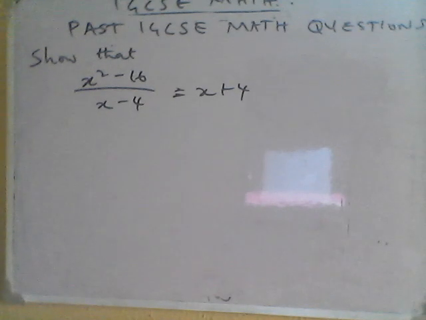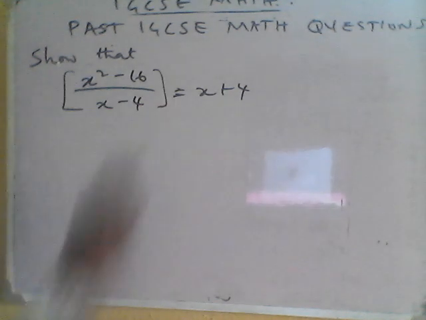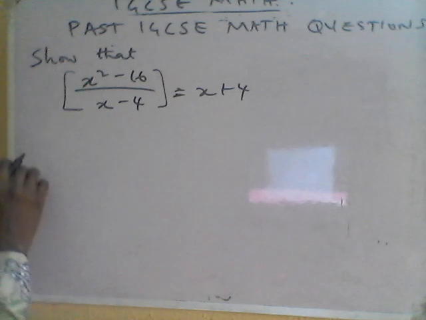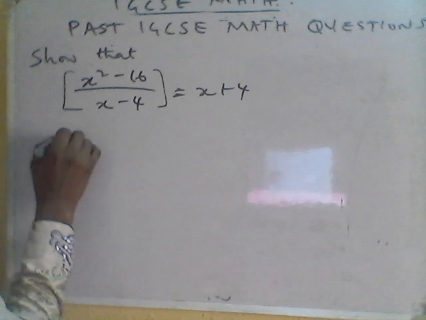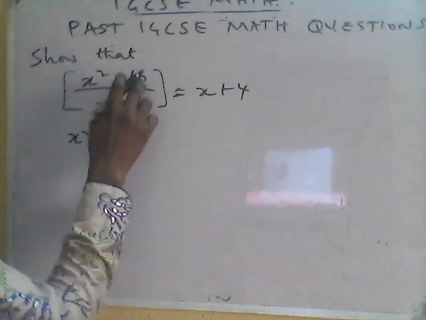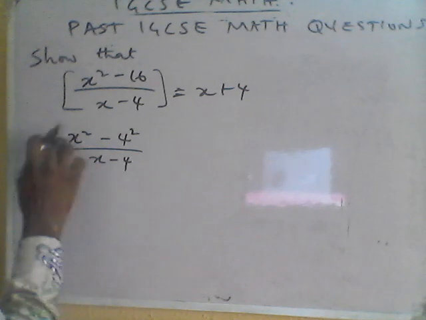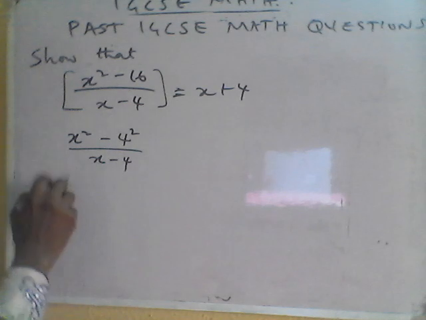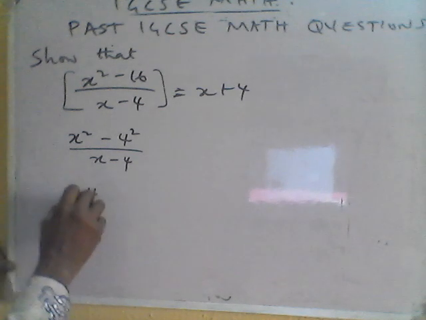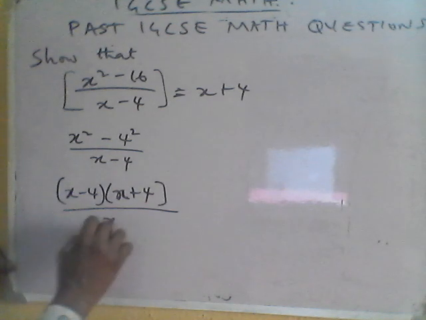Okay, still on IGCSE past questions, so I have this on the board. Now I should show that this expression here is equal to this. Okay, so working on the left hand side, I'm going to expand the numerator. Expansion of the numerator gives me x squared minus 16, which is actually 4 squared, all over x minus 4. Look at this numerator very well. See that it has the identity of difference of two squares. So I'm going to write this as x minus 4 and x plus 4, all right? All over x minus 4.